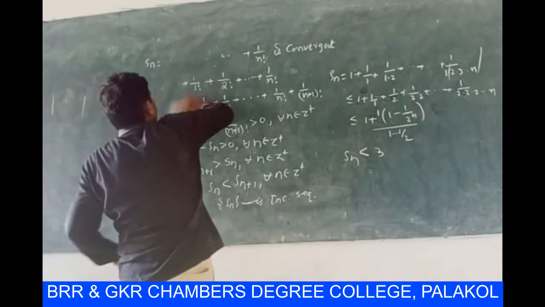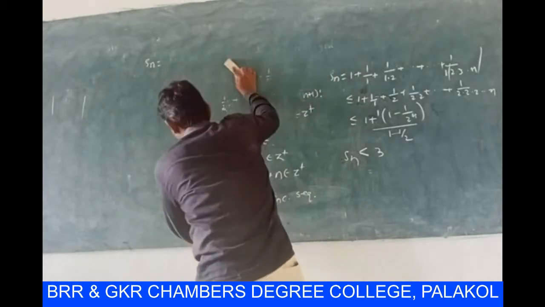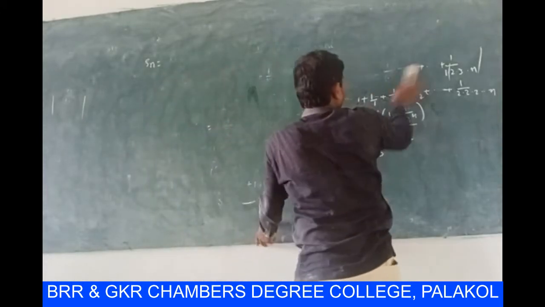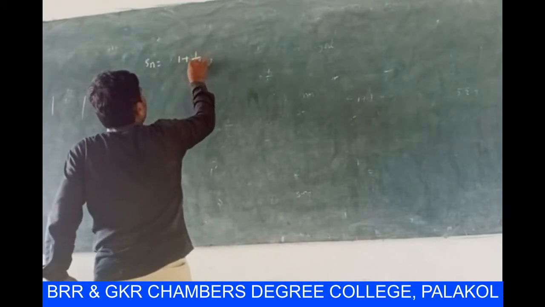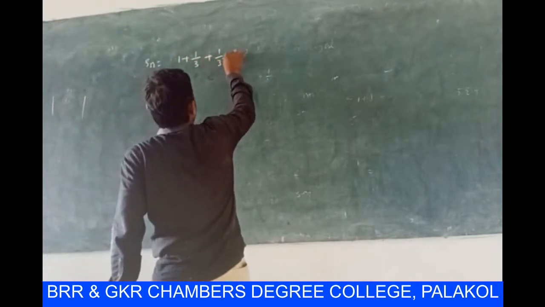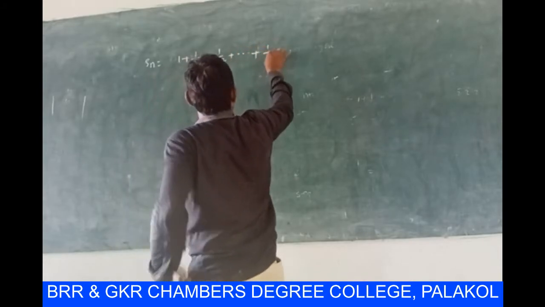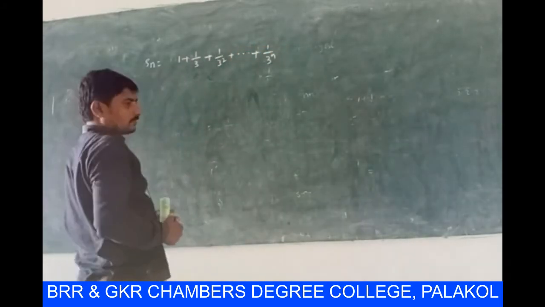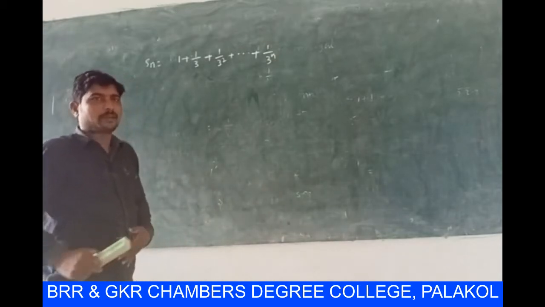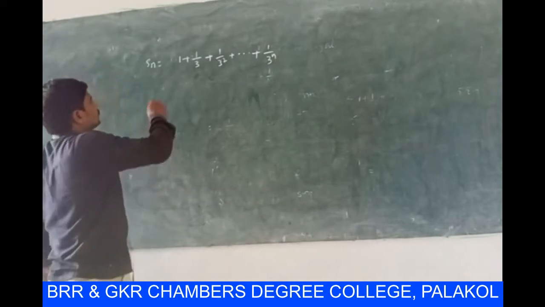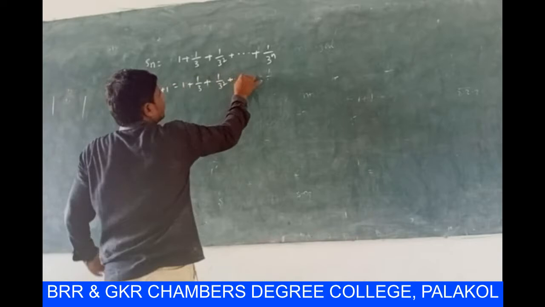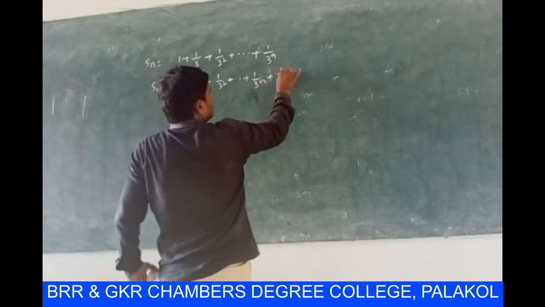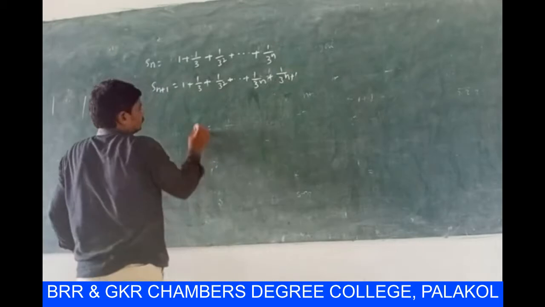Similarly, in the same way, we will see another problem. Test whether the sequence is convergent or not. Take that example: Sn is equal to 1 plus 1 by 3 plus 1 by 3 square plus and so on plus 1 by 3 power n. This is the sequence. Test whether this sequence is convergent or not. For that we verify whether it is increasing or decreasing. So Sn plus 1 is equal to 1 plus 1 by 3 plus 1 by 3 square plus and so on 1 by 3 power n plus 1 by 3 power n plus 1.